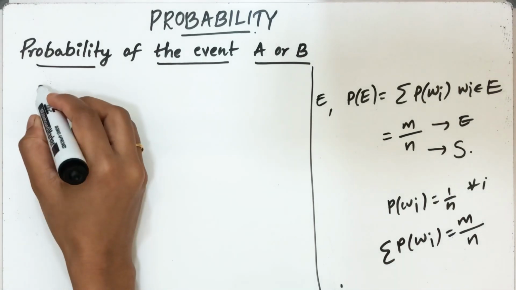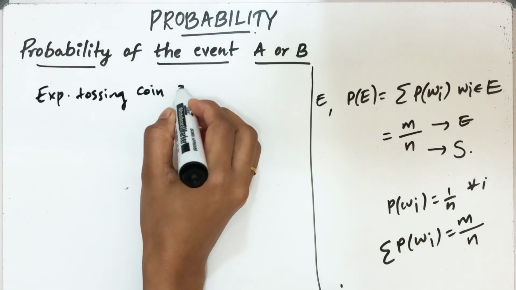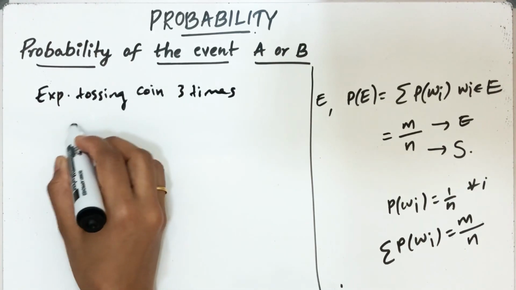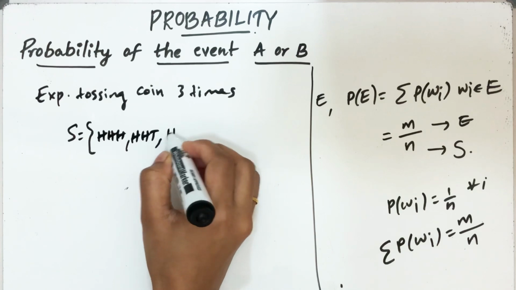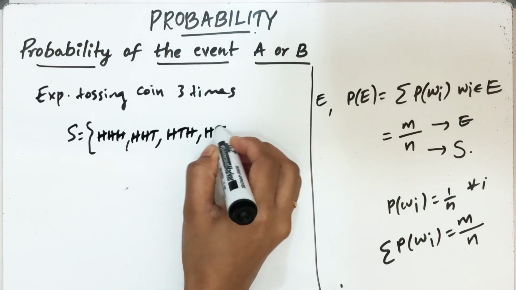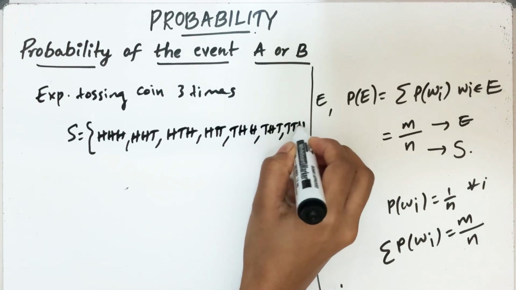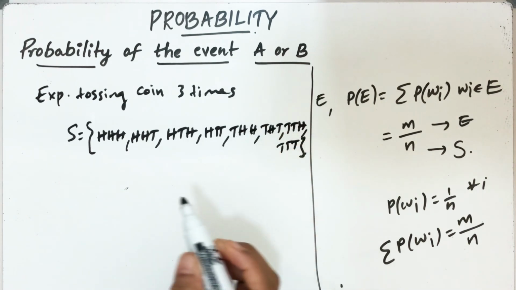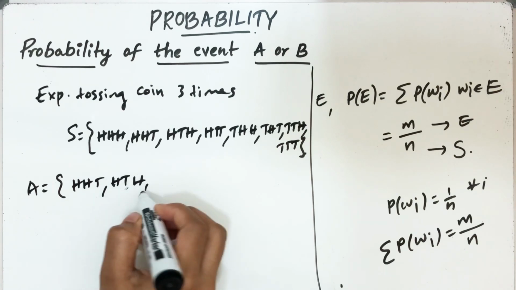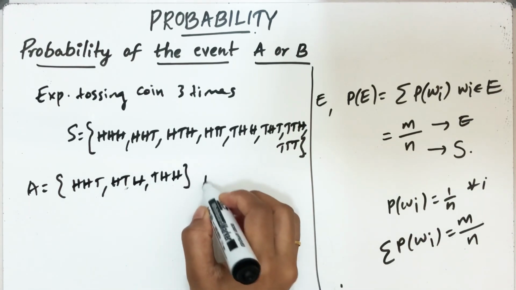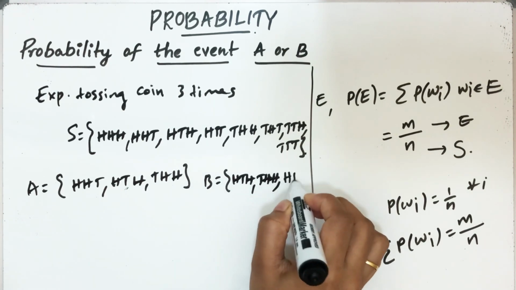Consider the experiment of tossing a coin thrice. Then what is the sample space? S is equal to HHH, HHT, HTH, HTT, THH, THT, TTH, TTT. 8 elements. Let A be the event HHT, HTH, THH. And B, HTH, THH, HHH.